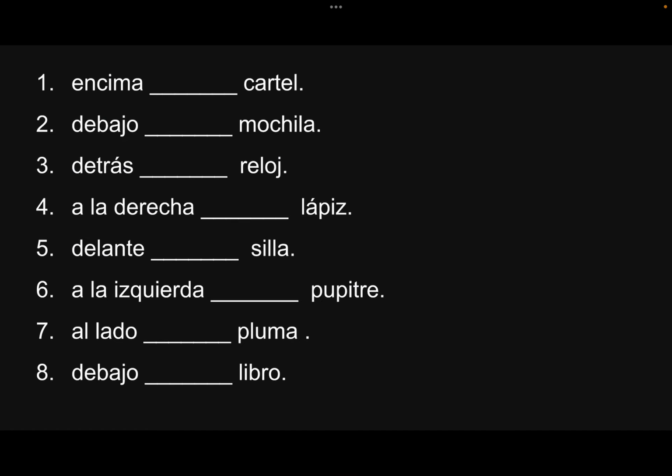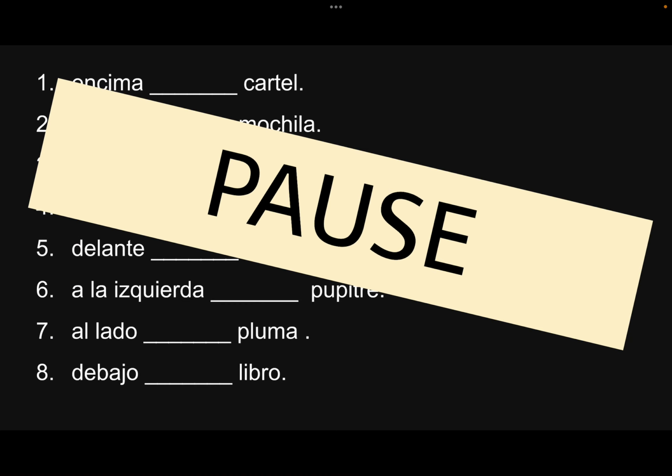Let's do a little bit of practice with that. So go ahead and fill in the blanks with the correct contraction if need be. So you're going to do del or de la for right here. So number 1, we're talking about el cartel. That's masculine. So you're going to do de él or del. Go ahead, pause your video, try this real quick, and come back and check the answers.